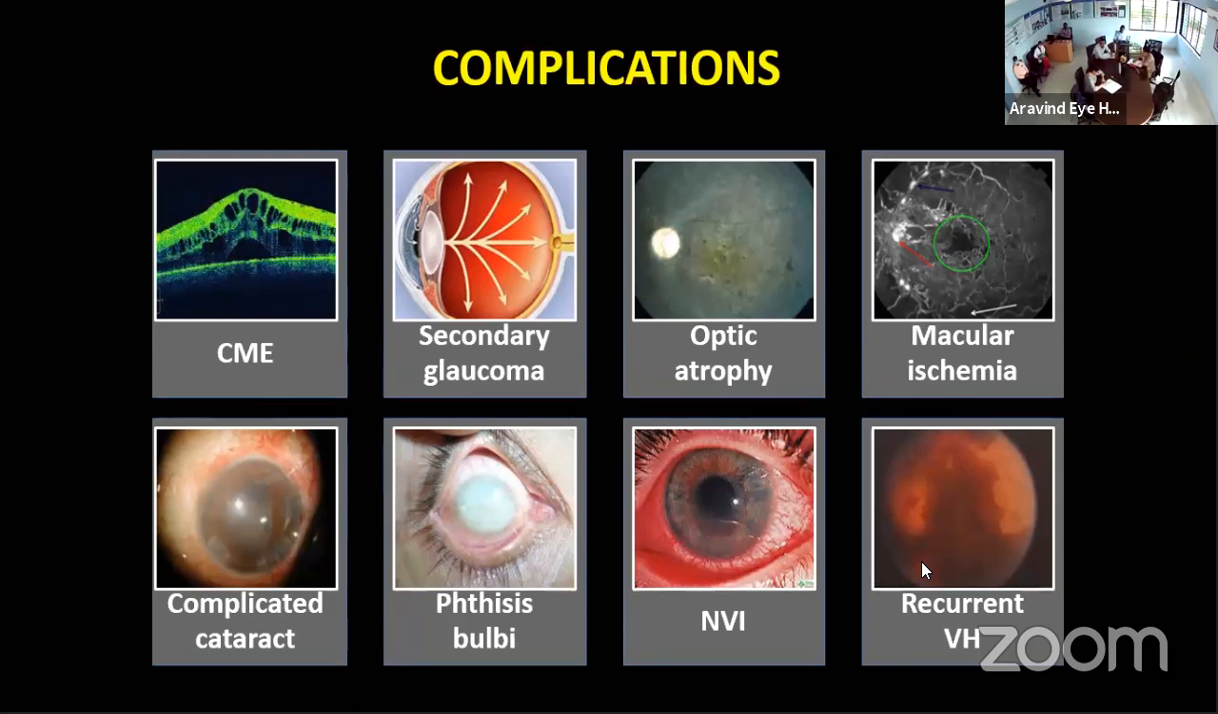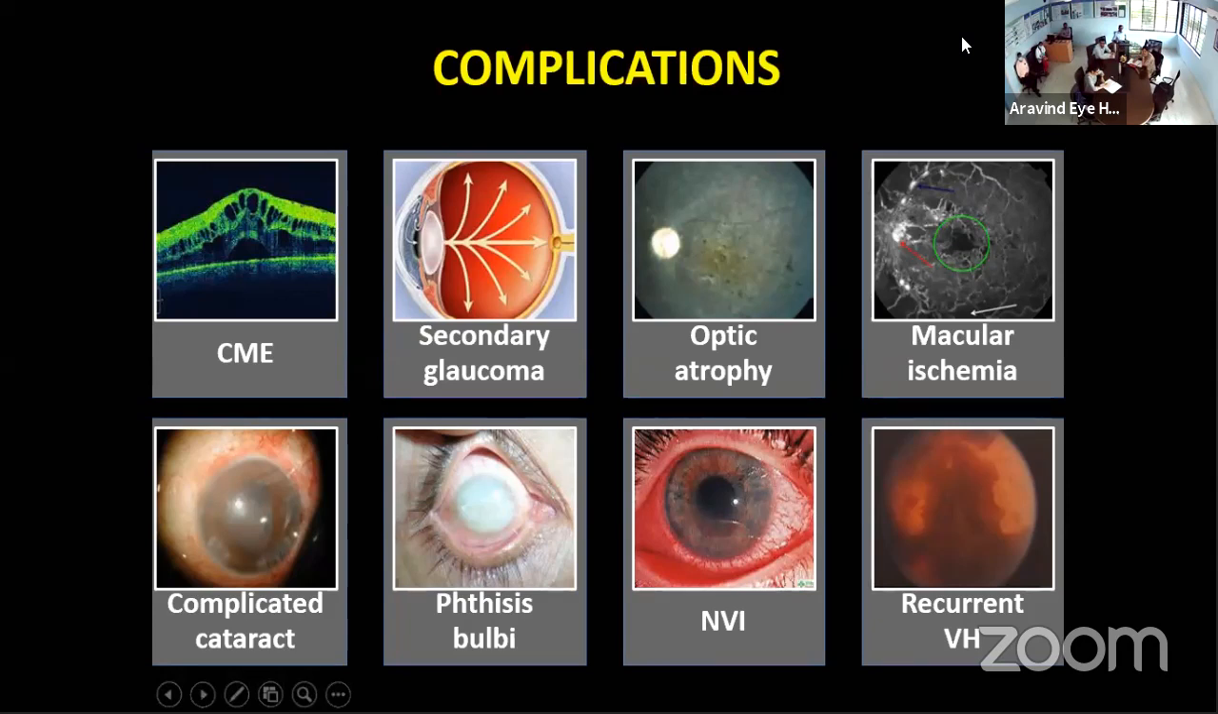Any uveitis, the complications are very, very simple. It is like copy paste. So there will be cystoid macular edema, secondary glaucoma, optic atrophy, of course macular ischemia causing vitreous hemorrhage, neovascularization of the iris, a complicated cataract, and if not treated properly and picked up, it can go on to phthisis bulbi.